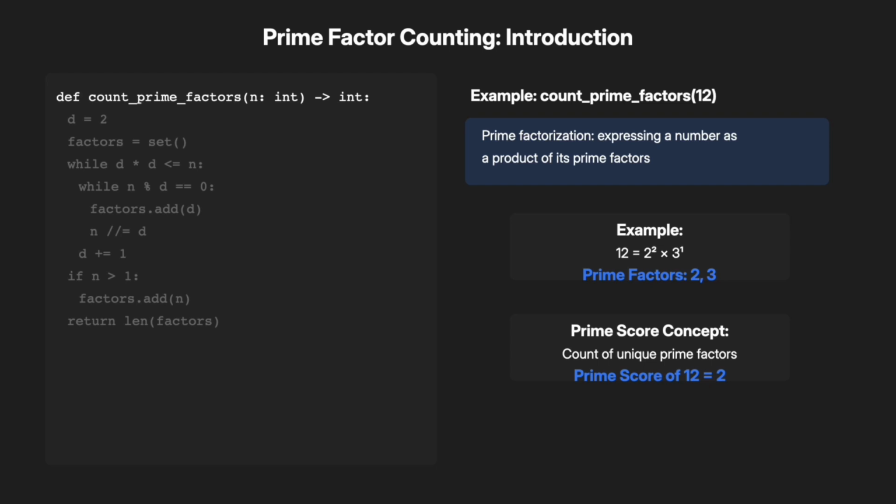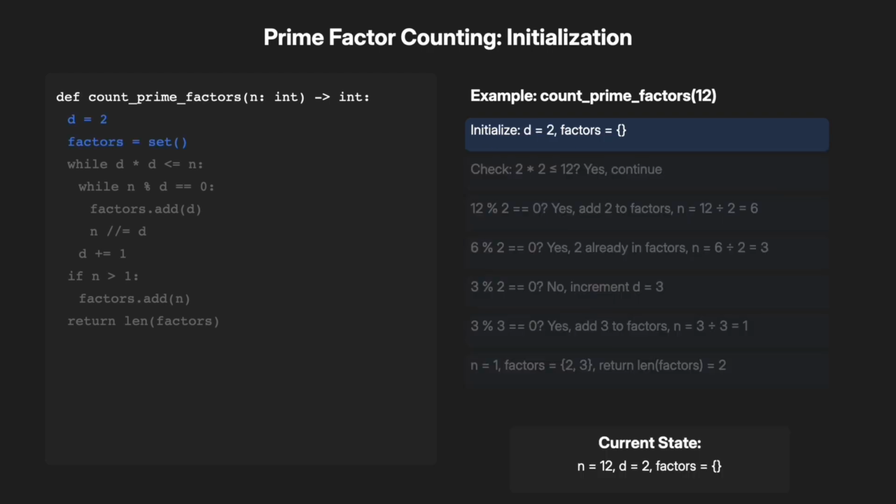In our solution, we first need a helper function to count distinct prime factors. Here we initialize our variables. d starts at 2, the smallest prime number, and we use a set to track unique factors. This function will determine the prime score of each number in our array, which is crucial for our algorithm.